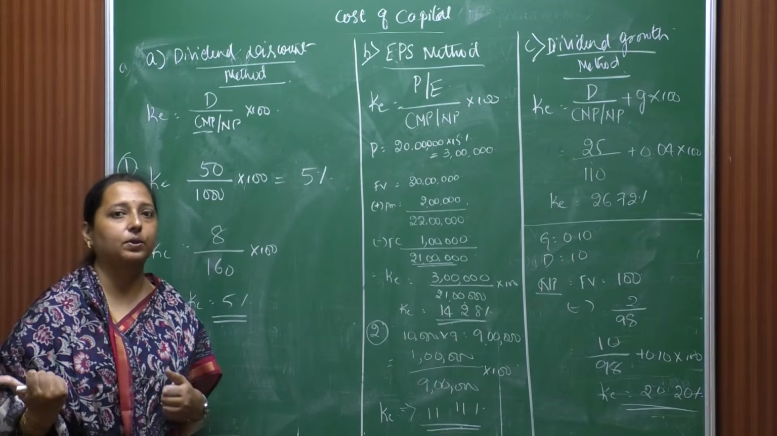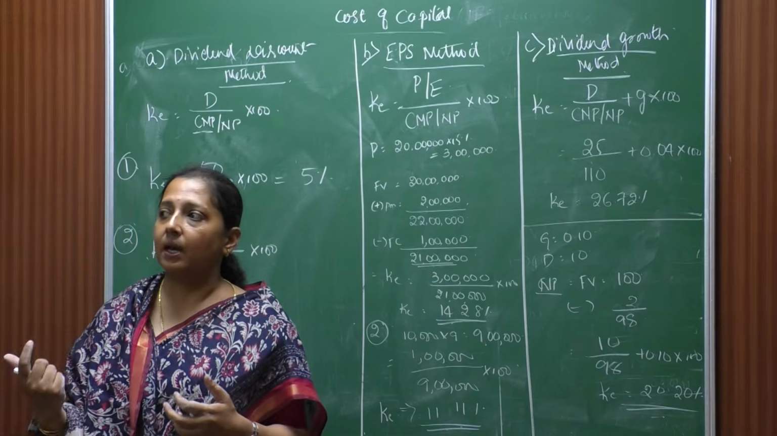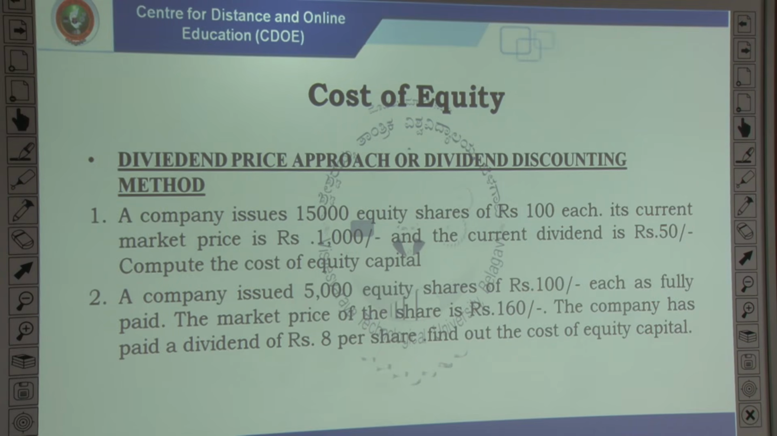So let us look at the illustration, that is a problem. Dividend price approach or dividend discounting method. A company issues 50,000 equity shares of rupees 100 each. Its current market price is 1000 and the current dividend is 50 rupees. While issuing, the shares were issued at 100 rupees, but right now it is being traded at 1000 rupees. The current market price is 1000.